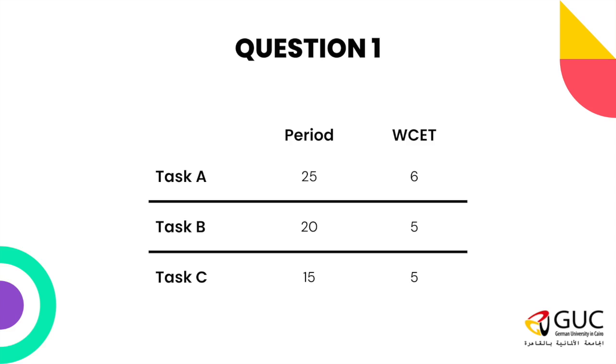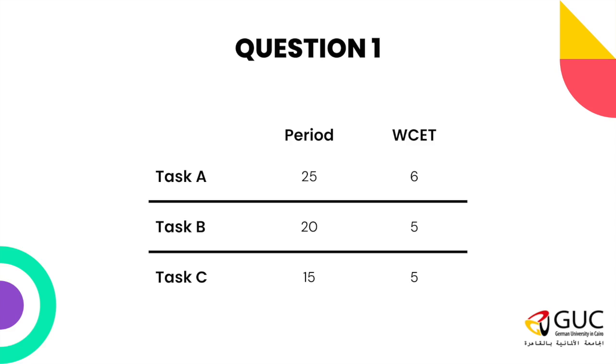So in RM, we assign priorities according to the period. The shorter the period, the higher the priority. Task C had the shortest period in the system, 15 clock ticks. Therefore, task C was assigned the highest priority. Task B has the second shortest period with 20 clock ticks. Therefore, it was assigned the medium priority, which is the second highest priority in the system. Finally, task A had the longest period. Therefore, it was assigned the lowest priority.